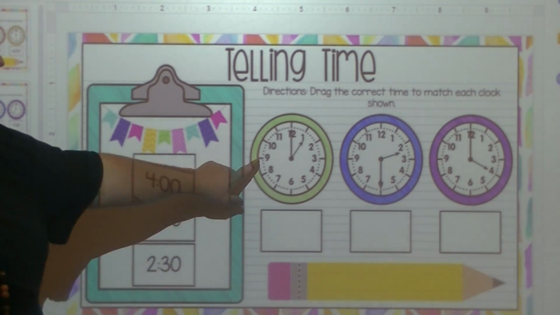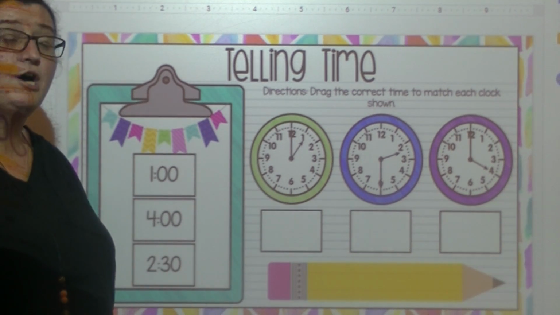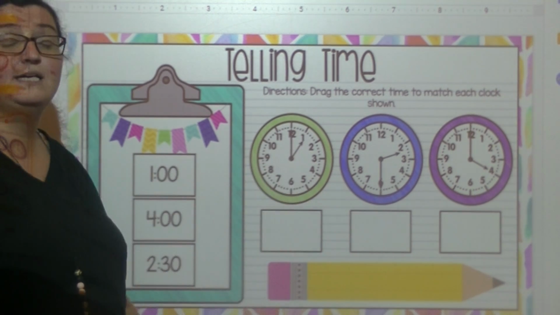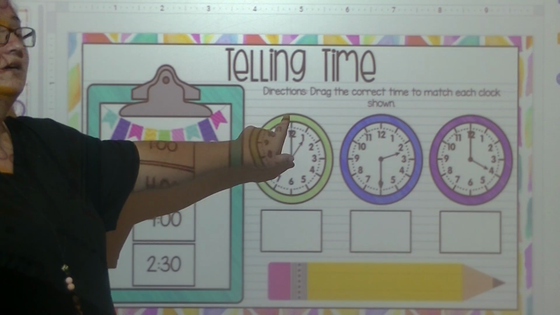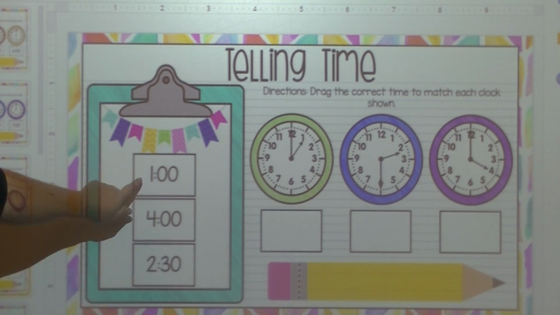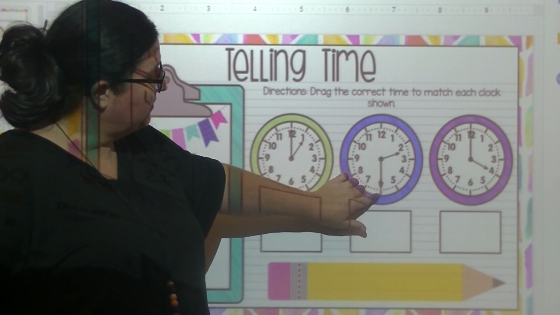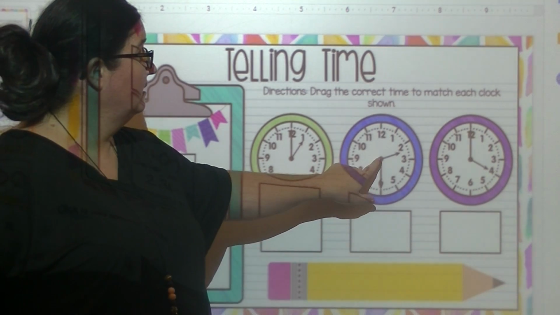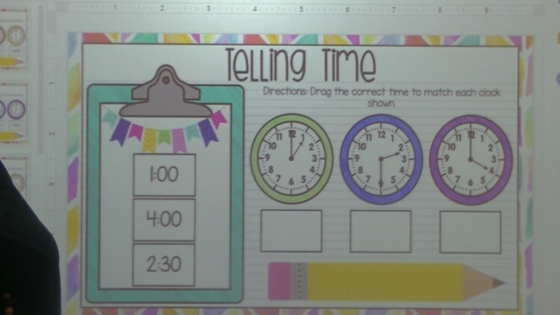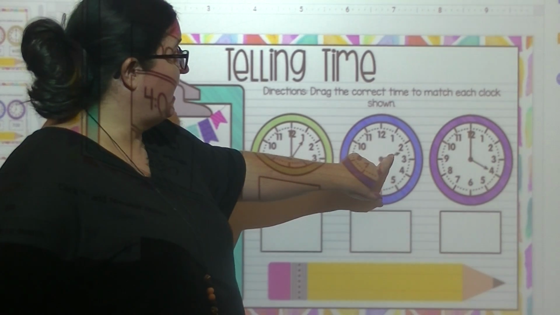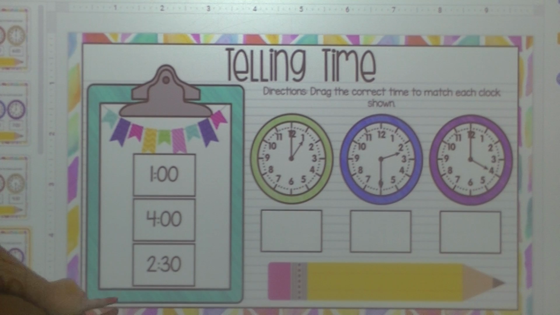Okay, let's look at your first clock. My minute hand is on the 12, and your hour hand is on the 1. 1 o'clock. Get your second clock. Your minute hand is on the 6. Your hour hand is between the 2 and the 3. So you back up. 2:30.